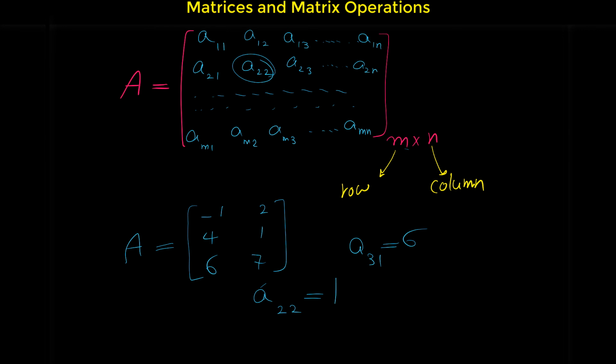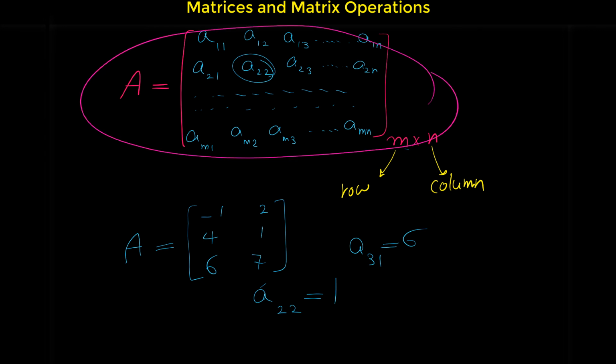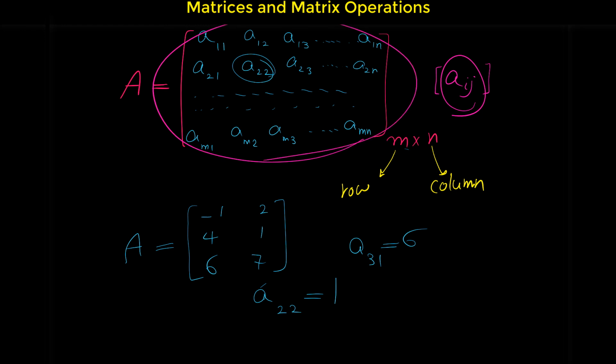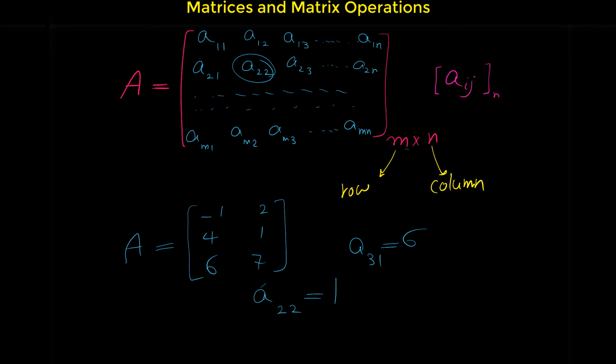And before I finish with this video, I have to mention this. Because this is a big notation for a matrix, usually we use a shorter notation. We put square brackets like this, and we write A sub ij, which means all of these elements, and in the right side below here we write m by n. So whenever you see something like this, imagine the full matrix in your head. This is the shorter notation for this big notation.